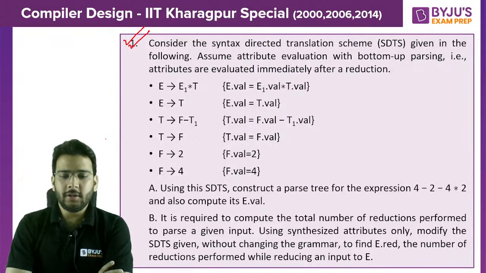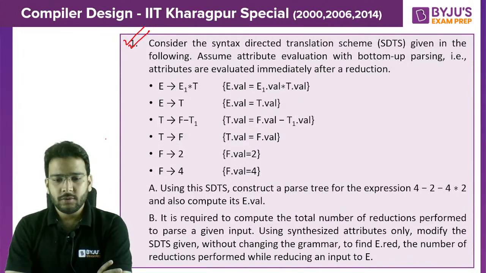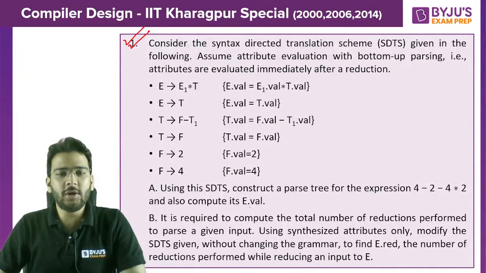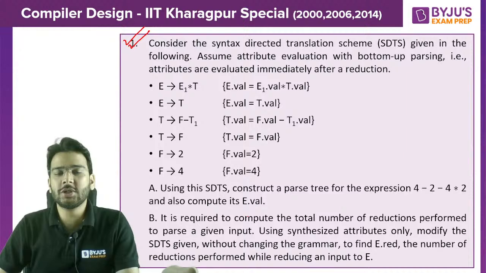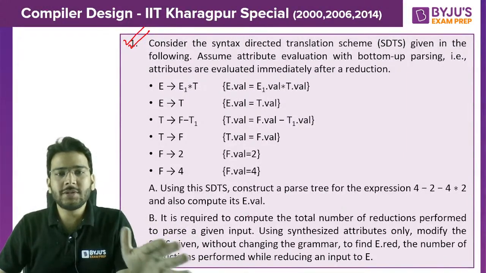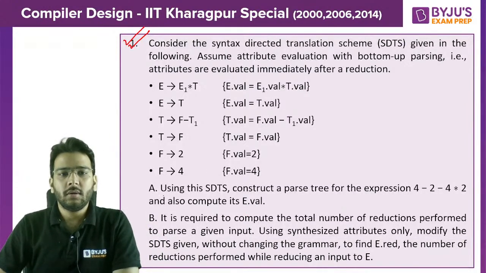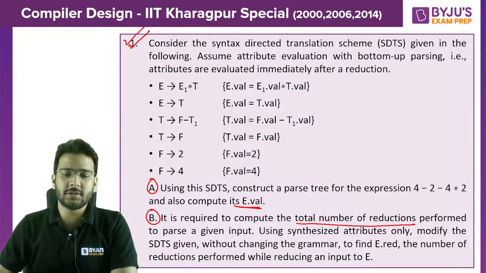In the year 2000 and before that also, there used to be subjective questions. Options are not there, this is a subjective question. You just have to evaluate the final value, and in part B, you have to find out the total number of reductions that will be performed. In the first part, you have to find out the value E.value. In the second part, you have to find out the total number of reductions that will be performed.